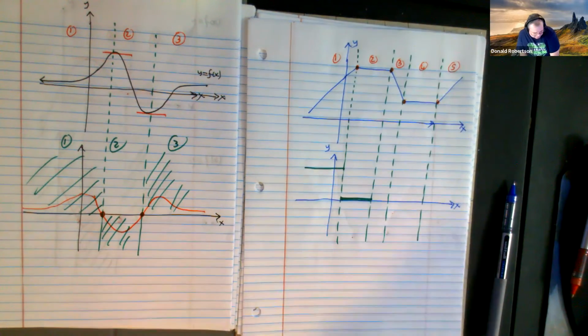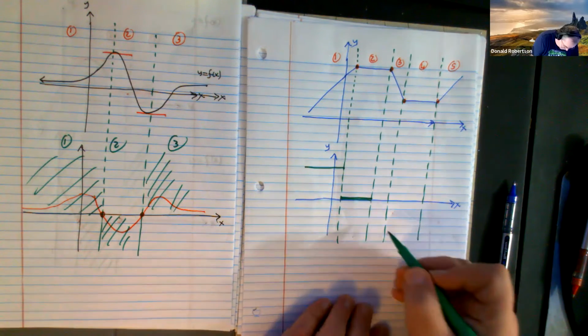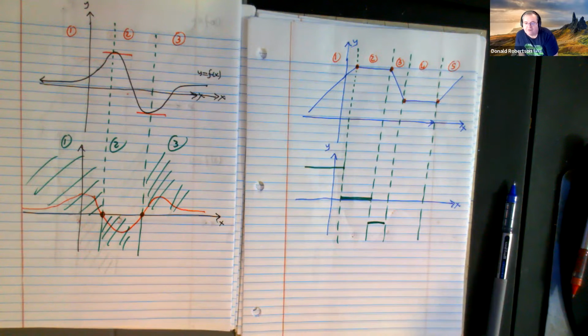Region 3, positive, 0, or negative. It's the same number all the time, but positive, 0, or negative. Negative? Yes. Region 4, positive, 0, or negative slope.